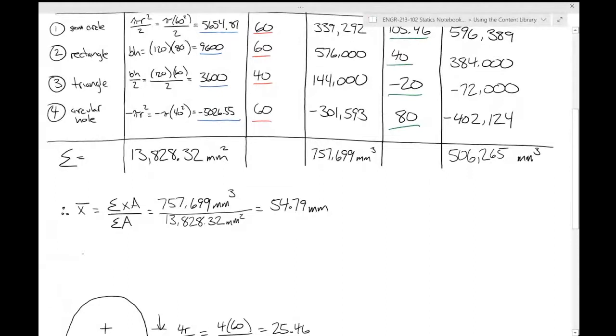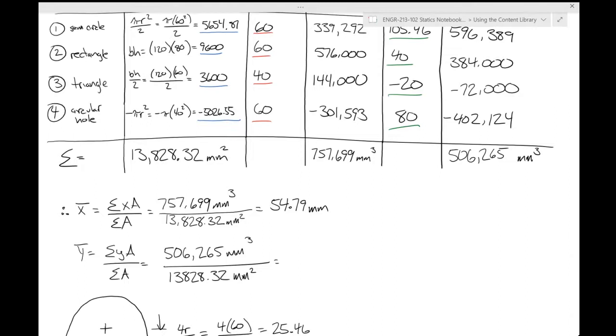Okay, so y bar is the sum of ya over the sum of a. And so now we end up doing the same thing. We get 506,265 cubic millimeters over the same area, 13,828.32 square millimeters, which is, drum roll please, let's find that value here.